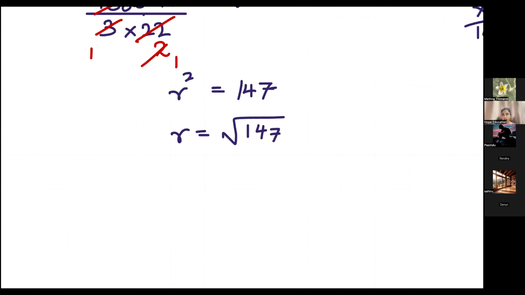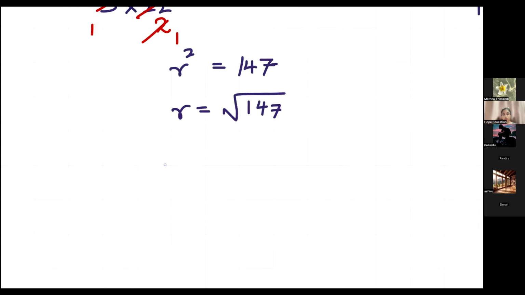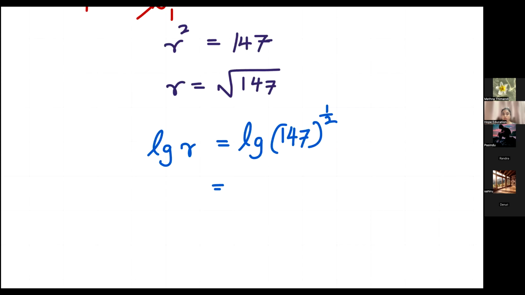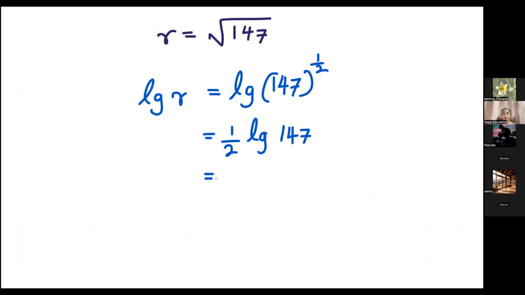If we convert this to logarithms, log r equals log of the square root, so that becomes 147 to the power 1 over 2. So this power becomes multiplication: 1 over 2 times log 147. Read the log value of 147 from the table. Can somebody read and tell me the log value of 147? Quickly.